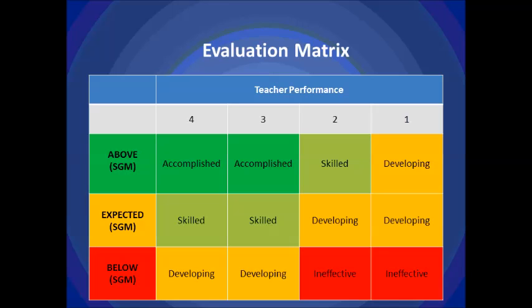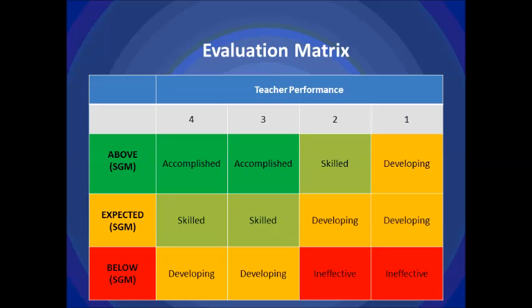I want to talk a little bit about the evaluation matrix. So obviously, you saw the slide before where 50% of your overall rating would be the student growth measure and 50% would be your principal evaluations, your walkthroughs, the observations and all that process that you spend with your administrator or the people that are credentialed in your district to provide the evaluation process to teachers.